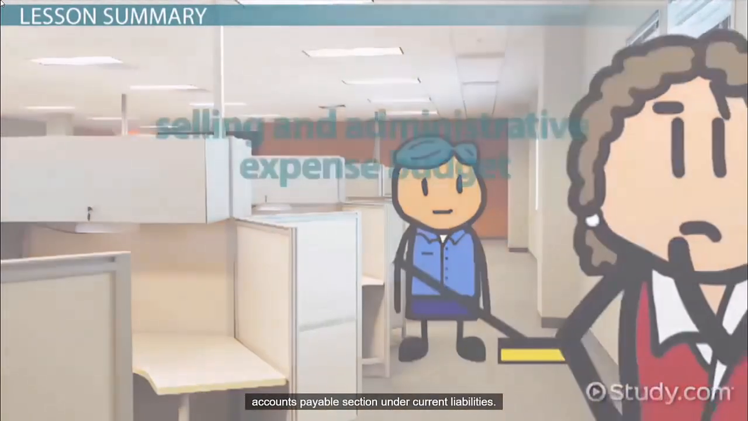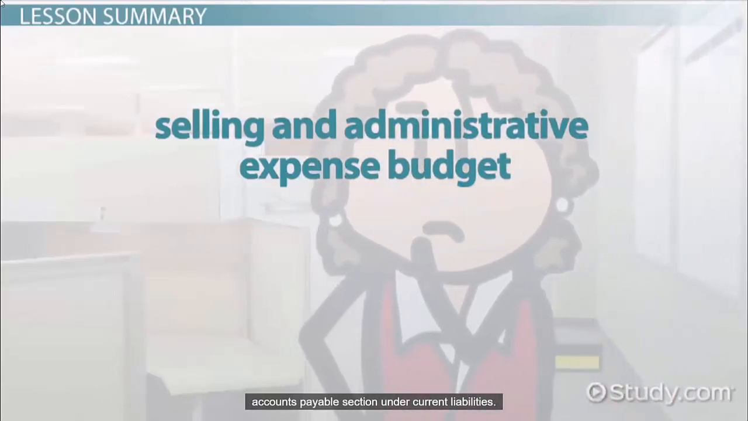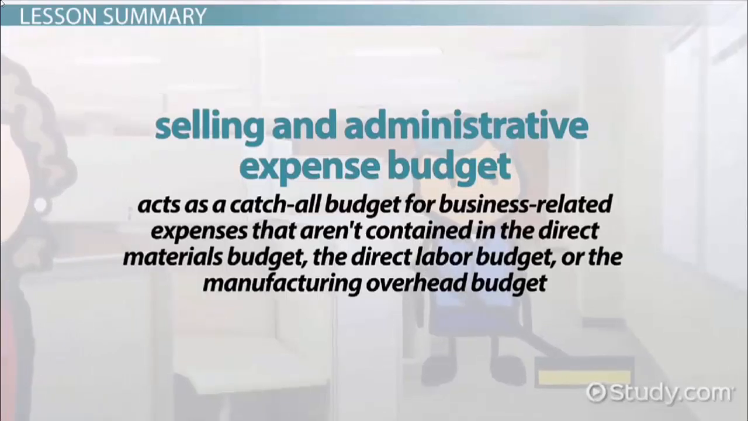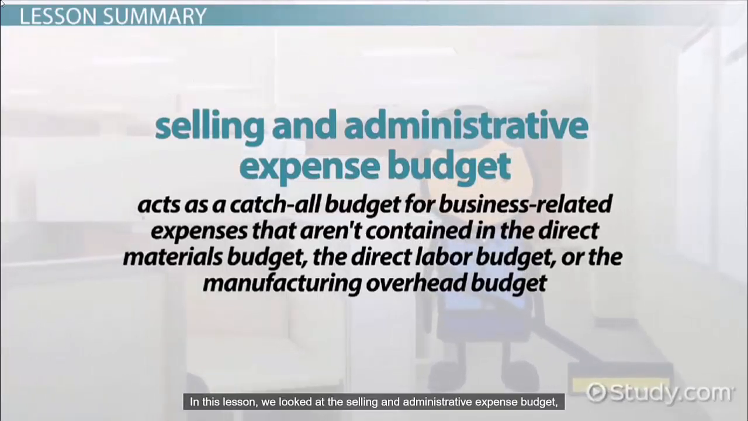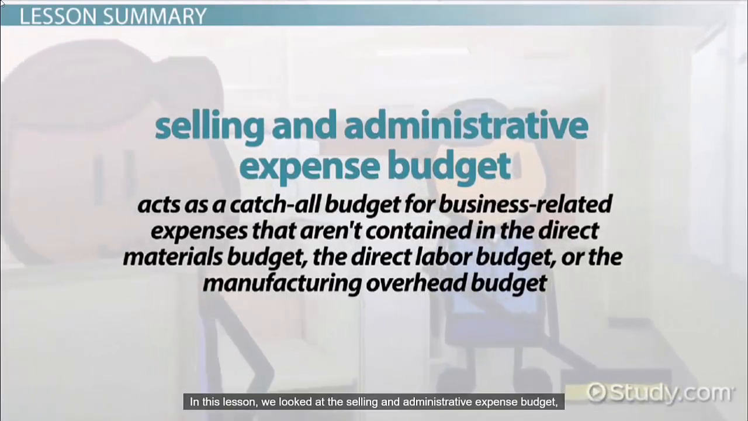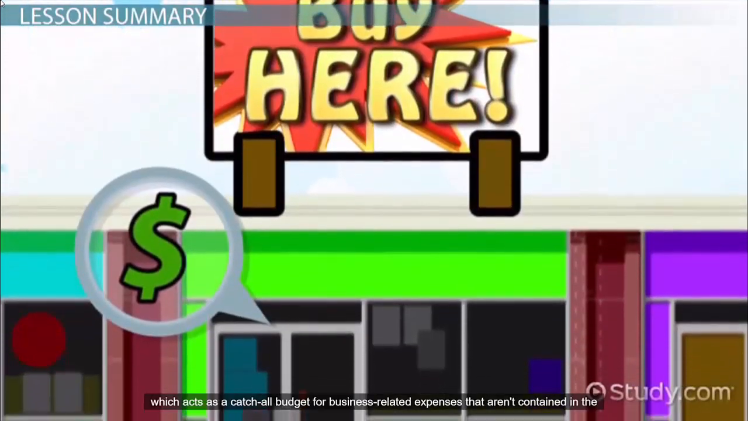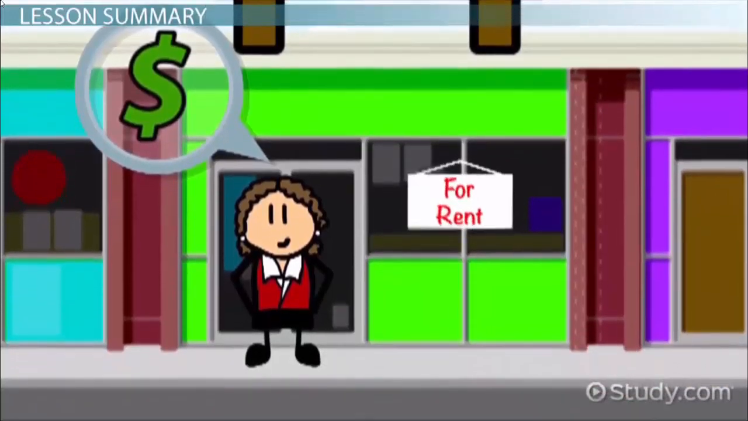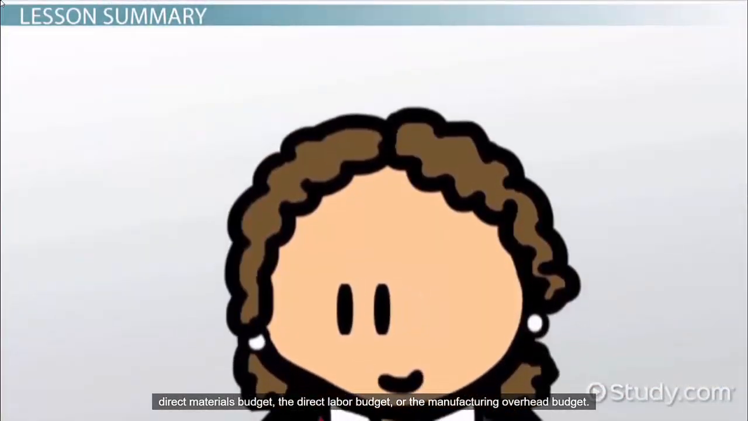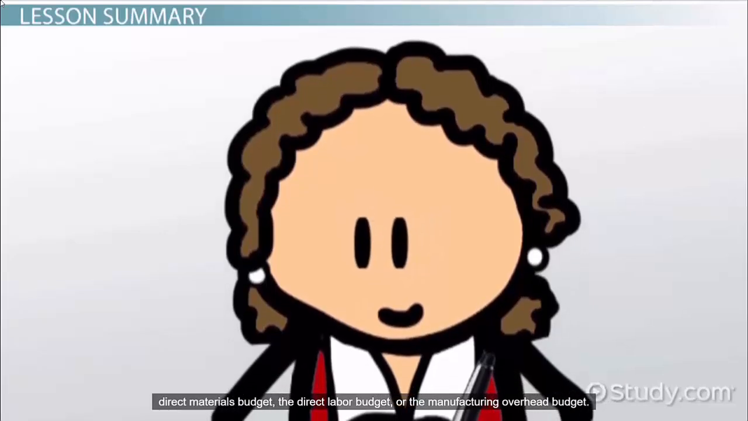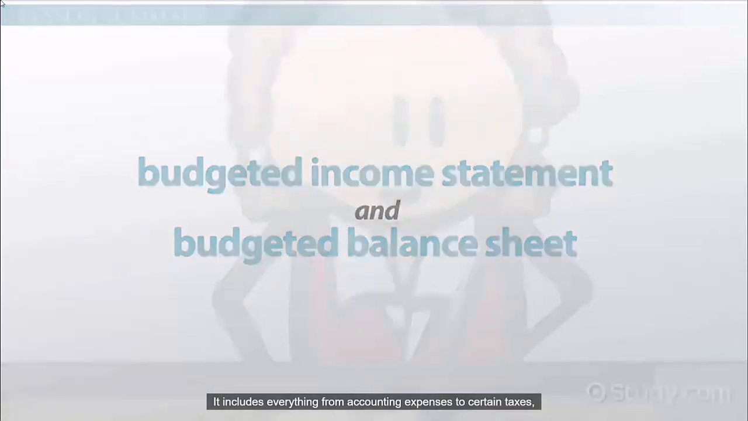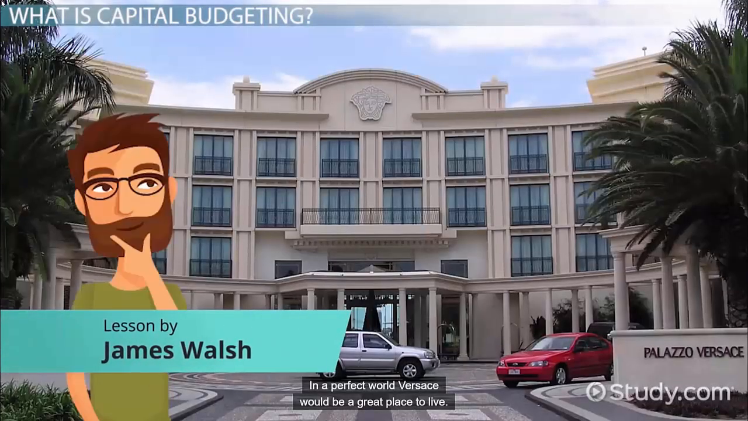In this lesson, we looked at the selling and administrative expense budget, which acts as a catch-all budget for business-related expenses that aren't contained in the direct materials budget, the direct labor budget, or the manufacturing overhead budget. It includes everything from accounting expenses to certain taxes, as well as payments for company executives and payments for office space. We also learned where to use the selling and administrative expense budget on both the budgeted income statement and budgeted balance sheet.